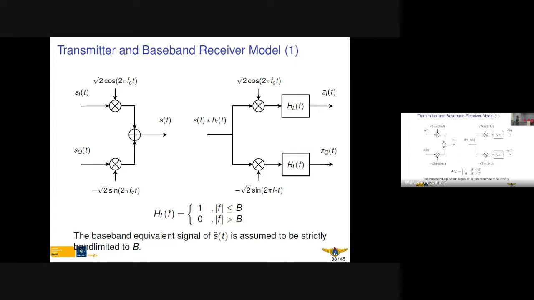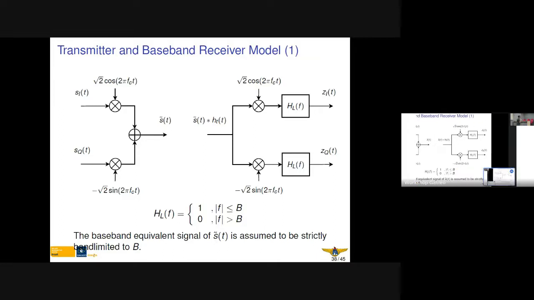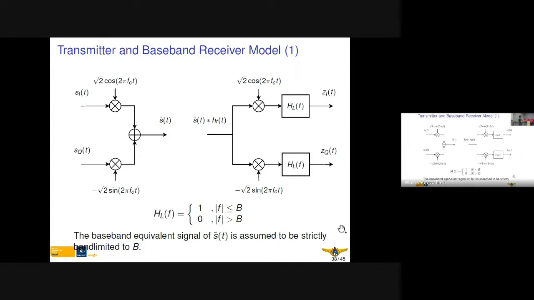Here we can see now what happens when the signal propagates through the troposphere. On the left-hand side, we have the transmitter again, and on the right-hand side, we have the receiver, down conversion. In the middle, we can see the channel that we apply. Here's the tropospheric channel, so it's the passband signal convolved with the troposphere transfer function.